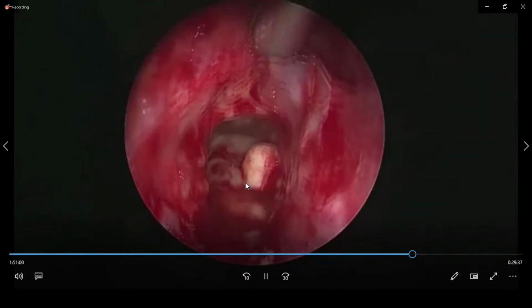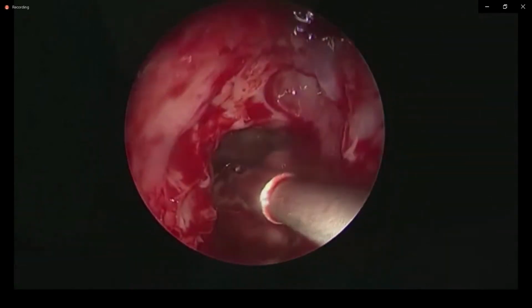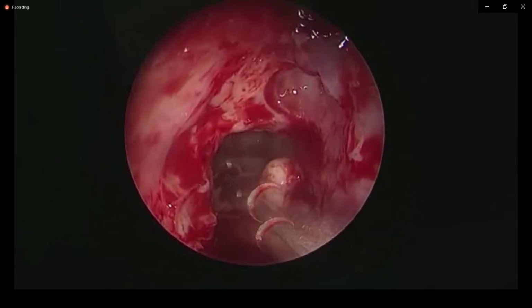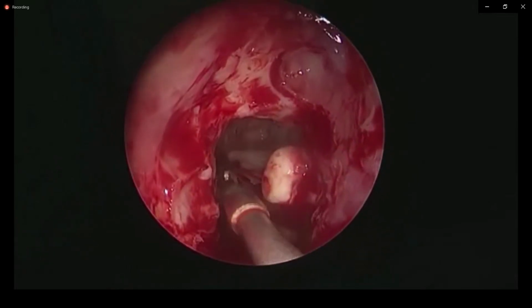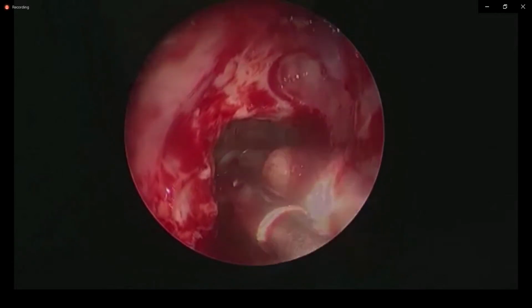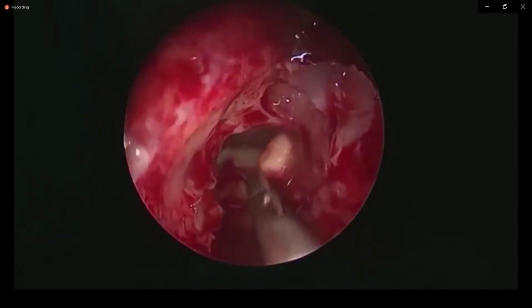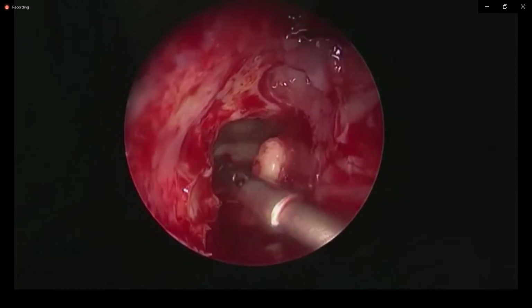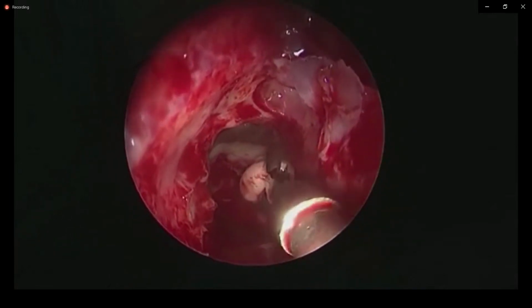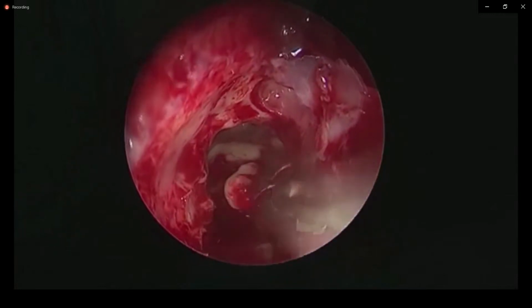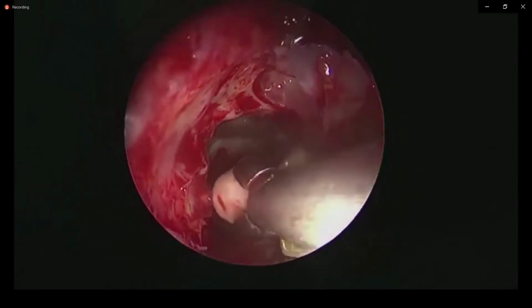So the frontal sinus requires a very, very dedicated, very systematic approach with three-dimensional understanding of the CT scan to avoid complications, because in the frontal sinus the margin of safety is very less. This is the osteoma which is coming out.